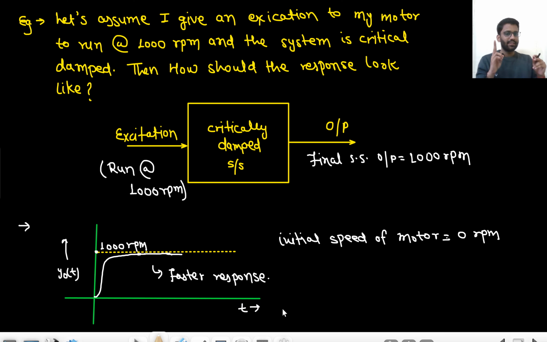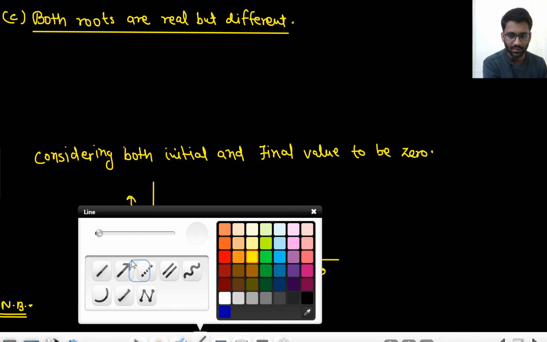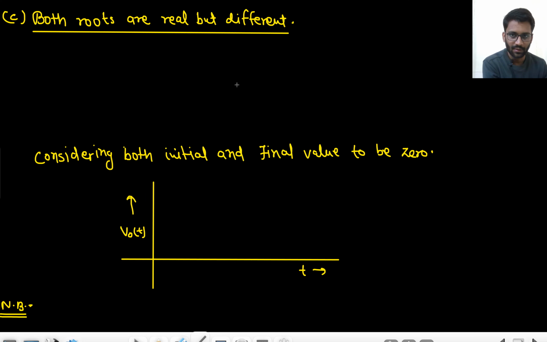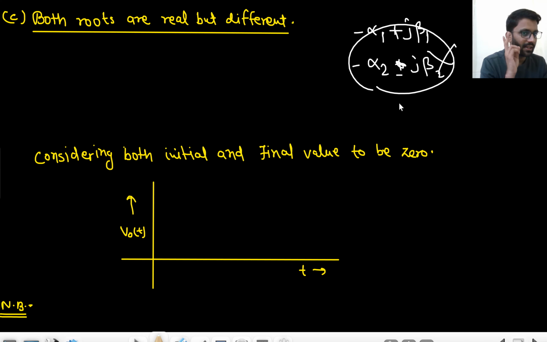Okay. Now two conditions we have covered. Complex conjugate poles, real pole, and both poles are equal. Now the condition is real poles but both are different. Look, this condition will never come, that minus alpha 1 plus j beta 1, minus alpha 2 plus j beta 2 or minus j beta 2. This condition will never come. If there are complex poles, they will have to be conjugate.